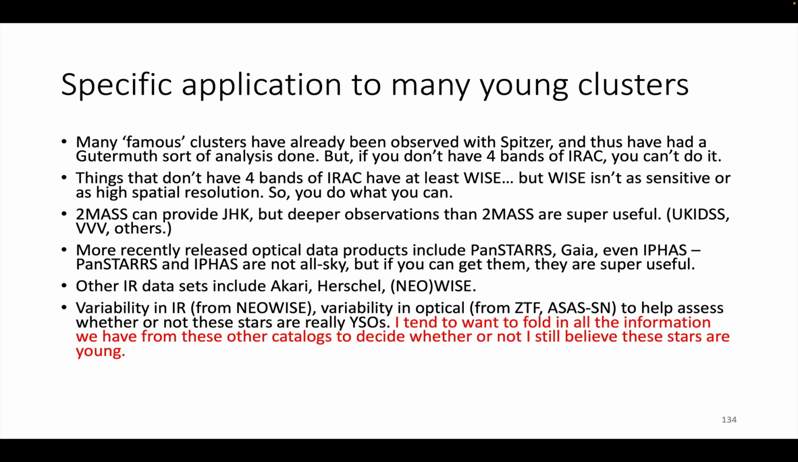And the reason that's important is that variability is also a good way of finding young stars. You can do variability in the infrared from NEOWISE, but you can also do variability in the optical from two different surveys called ZTF or ASAS-SN to help assess whether or not the stars are really young. My own approach is I tend to want to fold in all the information we have from all of these other places to decide whether or not I still believe any given star is young.